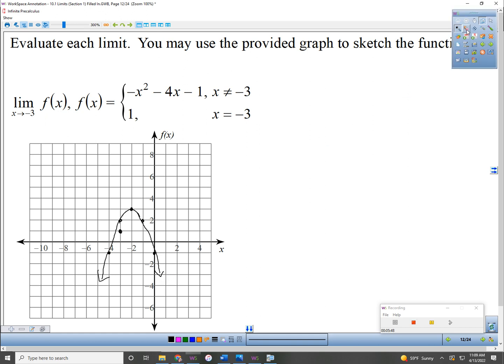But I do have a hole in my graph when x is negative 3. So I'm going to go to negative 3, go up to that graph that I just made, and put a hole there. All right, so when my x value is approaching negative 3, so as I get closer and closer to negative 3, my y values, as I travel along here, are getting closer and closer to this spot, and same thing on this side to this spot, which has a y value of 2. So the limit as x approaches negative 3 of my function f of x is equal to 2.